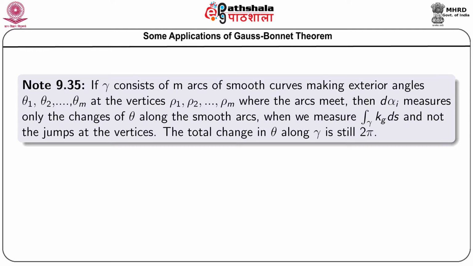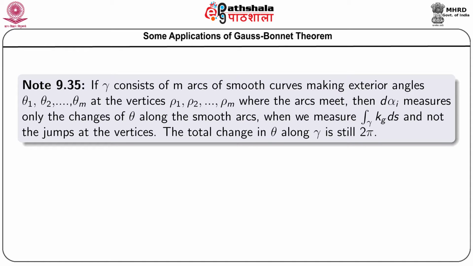Before going to some applications, we just see the note here also that if gamma, that means the curve, consists of m arcs of smooth curves making exterior angles theta_1, theta_2, ..., theta_m at the vertices, say rho_1, rho_2, ..., rho_m, where the arcs meet, then d alpha_i measures only the changes of theta along the smooth curves when we measure the kappa_g ds over gamma, and not the jumps at the vertices, and the total change in theta along gamma is still 2 pi.